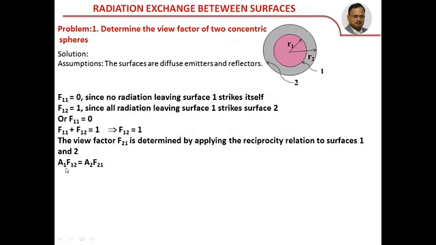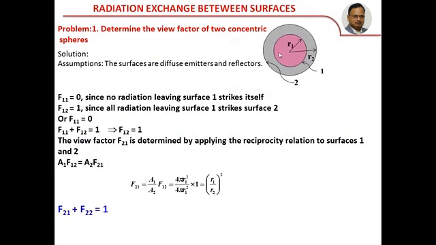Now once you know F1 to 2, you apply the reciprocity rule, A1 F1 to 2 is equal to A2 F2 to 1. So F2 to 1 is equal to A1 by A2 into F1 to 2, where A1 is 4 pi R1 square, A2 is 4 pi R2 square, and this is R1 square by R2 square into F1 to 2, which is 1, therefore it becomes R1 by R2 whole square.